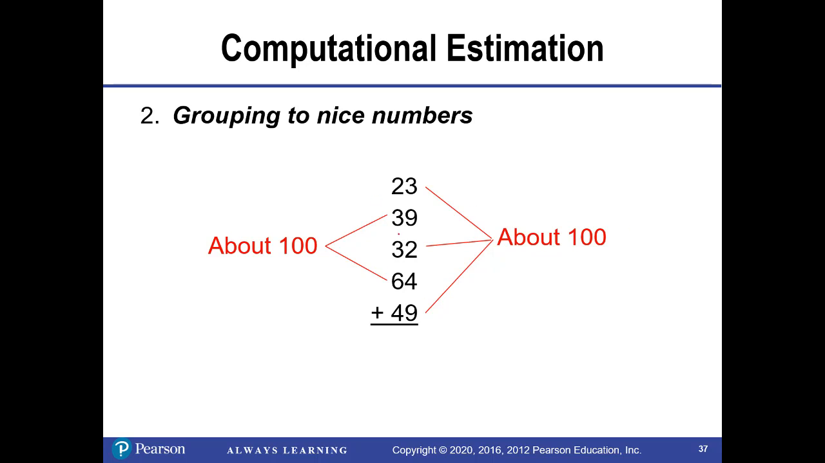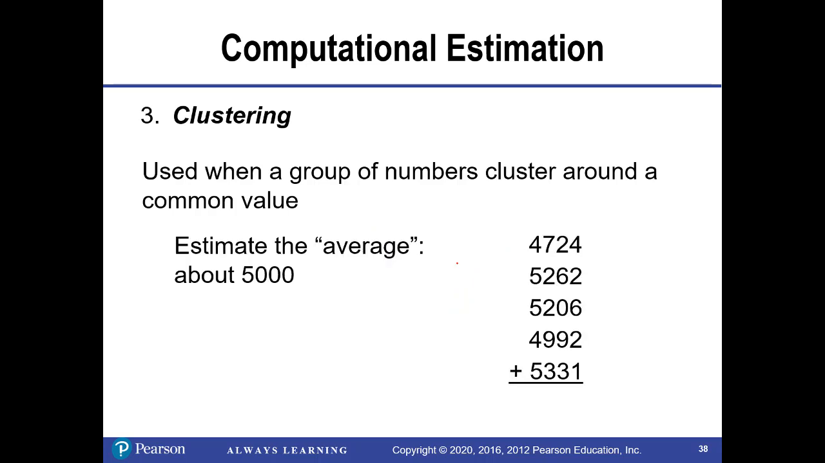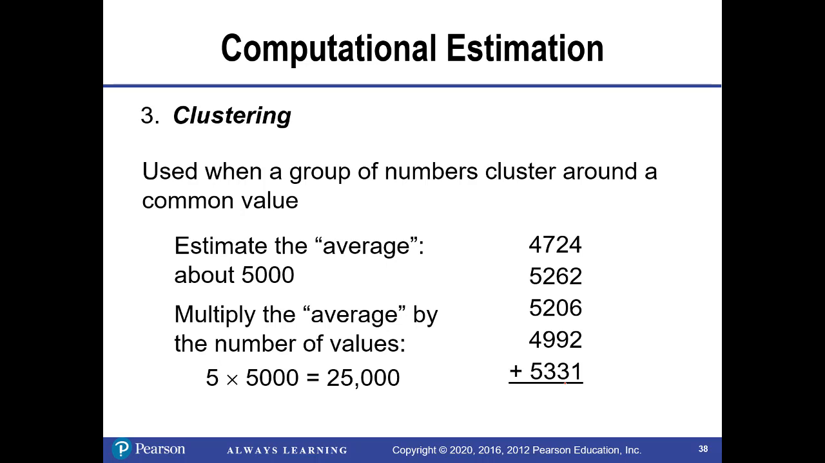Again, we can group things to nice numbers. 39 and 64, it's about 40 plus 60, that's about 100. 23 plus 32 is about 50, plus 49 is about another 50, so that's about 200. Sometimes numbers cluster around a common value, so everything here seems to cluster around 5,000. So we have 5 numbers that cluster around 5,000, so our answer is probably pretty close to 25,000.